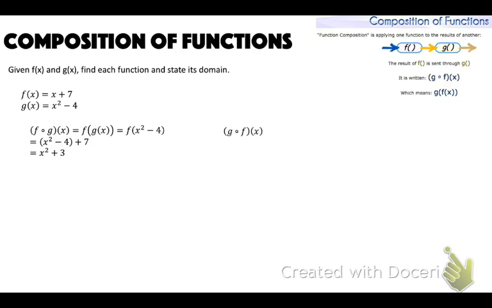This one, g of f of x. So I'm going to plug in f of x into g. So that's going to be g of x plus 7. So if I plug in x plus 7, it's going to be x plus 7 squared minus 4. Which x plus 7 squared is x squared plus 14x plus 49 minus 4, which is x squared plus 14x plus 45.